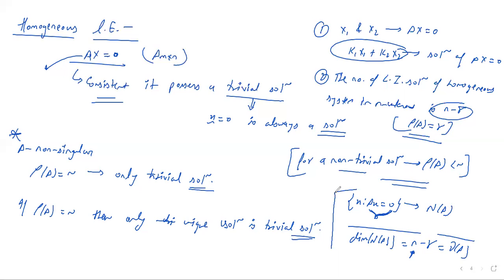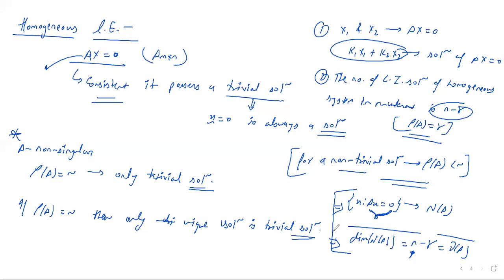So by applying the nullity and null space, we get that the number of linearly independent solutions of a homogeneous system in n unknowns is n minus r, because it is the nullity, and the solution space of the homogeneous system is the null space, and this solution space forms a vector space.